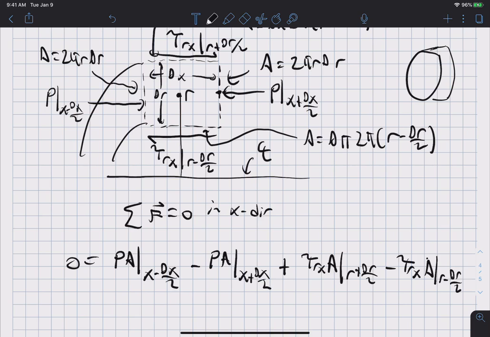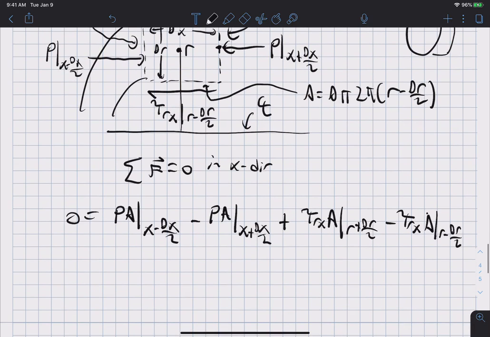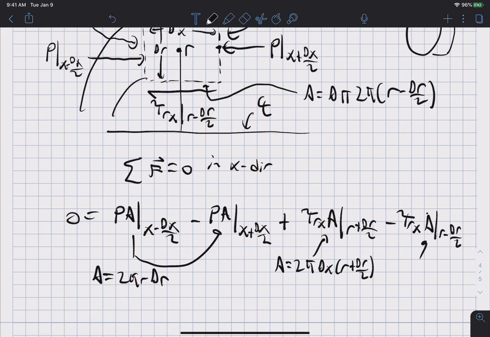Okay, and these areas here are equal to 2 pi r delta r. This area equals 2 pi delta x times r plus delta r over 2. And this area here is equal to 2 pi delta x times r minus delta r over 2. Okay, and so all I've done was I've just taken care of the pressure forces and the shear stresses.